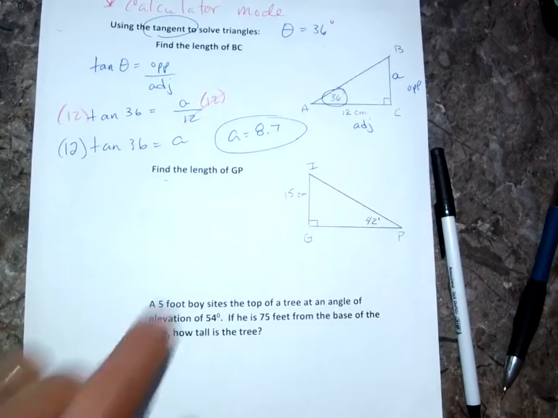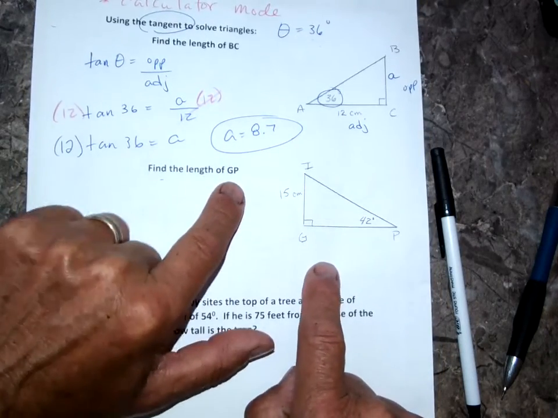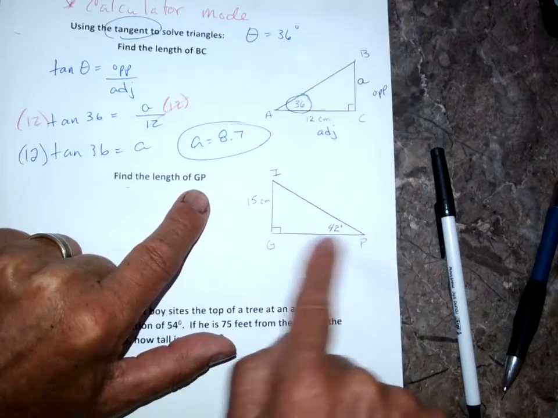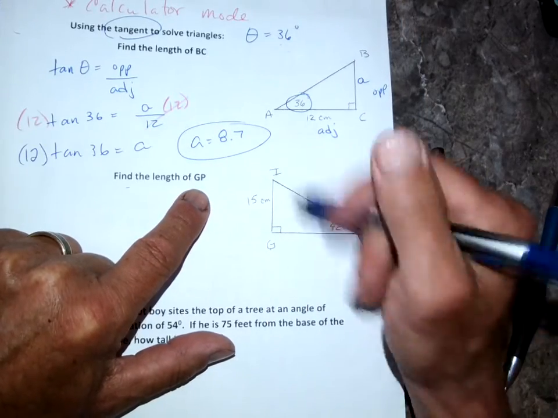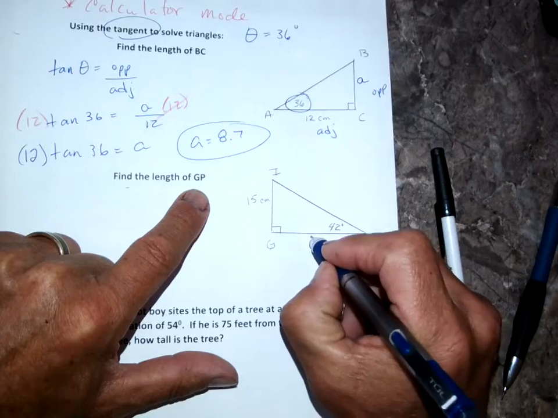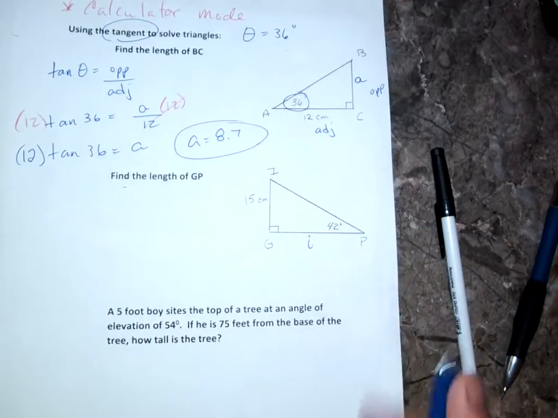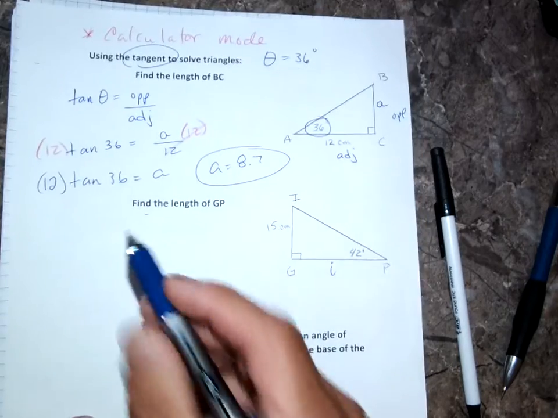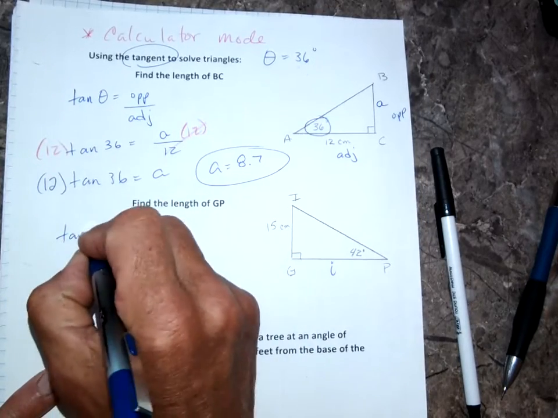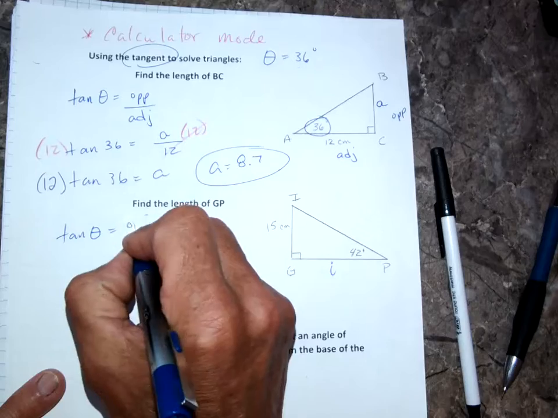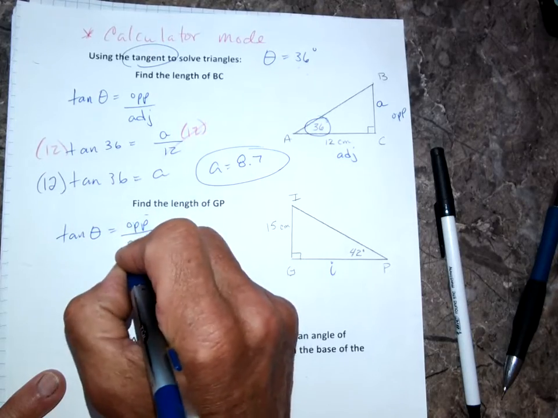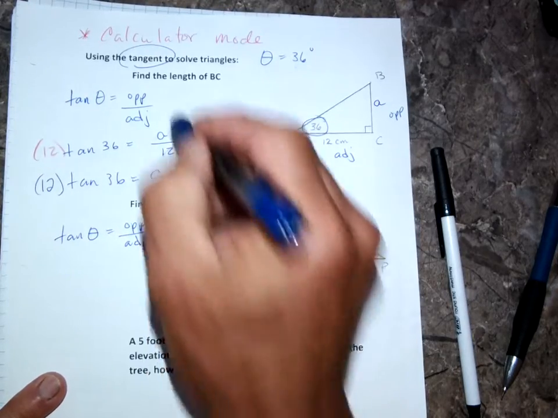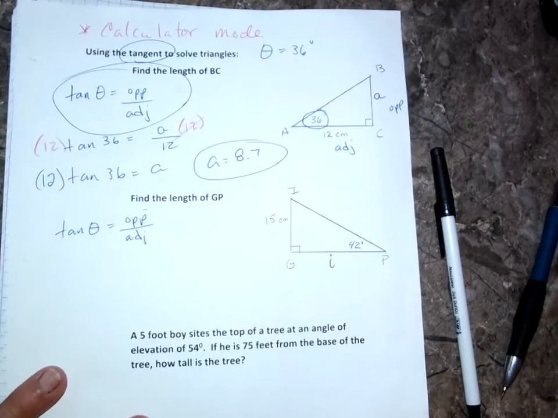Okay, now let's take a look at the second one. Find the length of GP. Okay, this is GP right here. Since this is angle I, I'm going to call this little i. Okay, so GP could be called little i. So how do we do this? Well, we need to use tangent, right? So tangent of theta is equal to the opposite side over the adjacent. Okay, so this is our main thing today, right? Tangent. That little formula is what we're going to use.